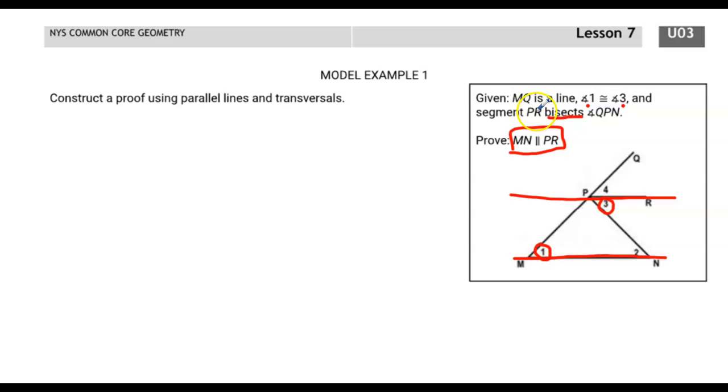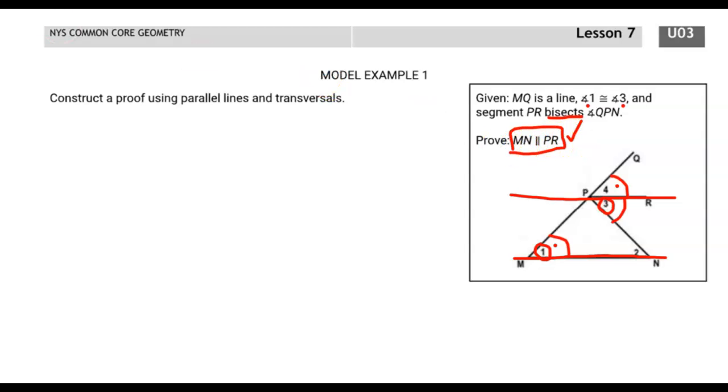in order to figure this out. When it says PR bisects QPN, from Q to P to N is here, which means this angle is exactly the same measurement as this angle. All right, now we're cooking a little bit, because now I know that this angle, 4, is congruent to this angle, 1, which means since they're the same measurement and they're in the same place, they're corresponding, which means I'm going to be able to prove that parallel lines exist.